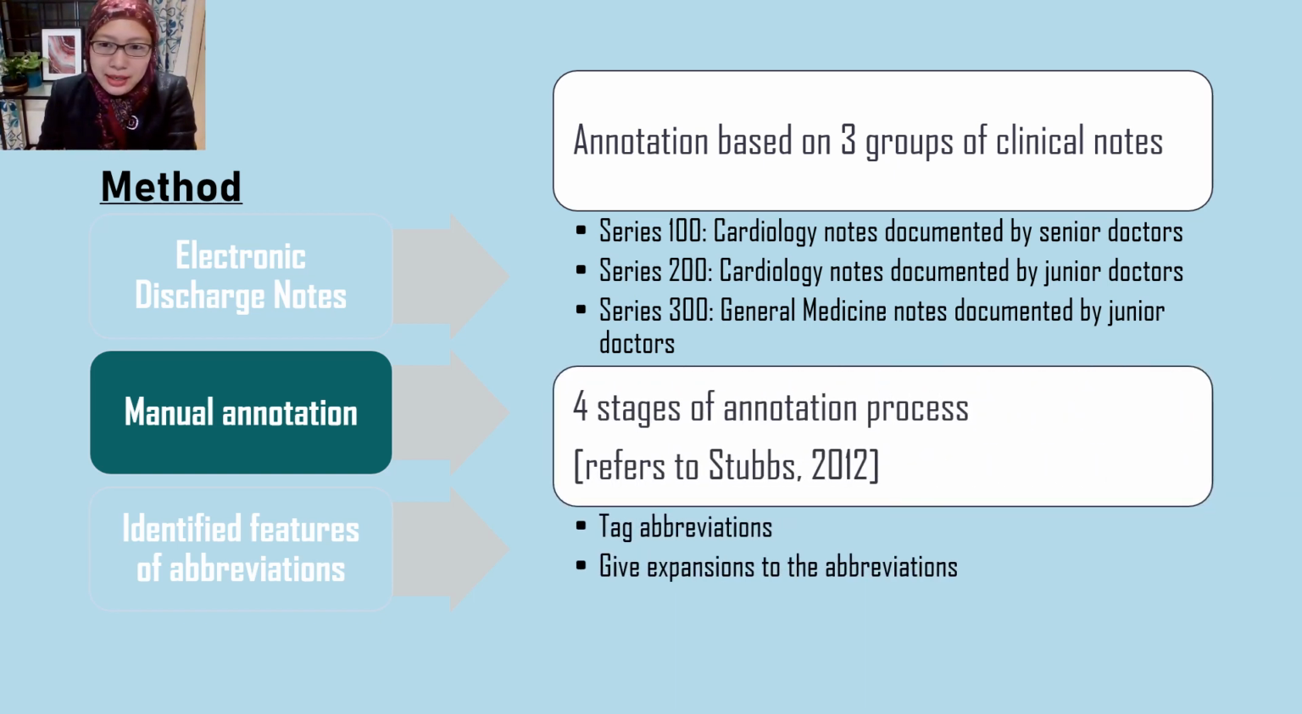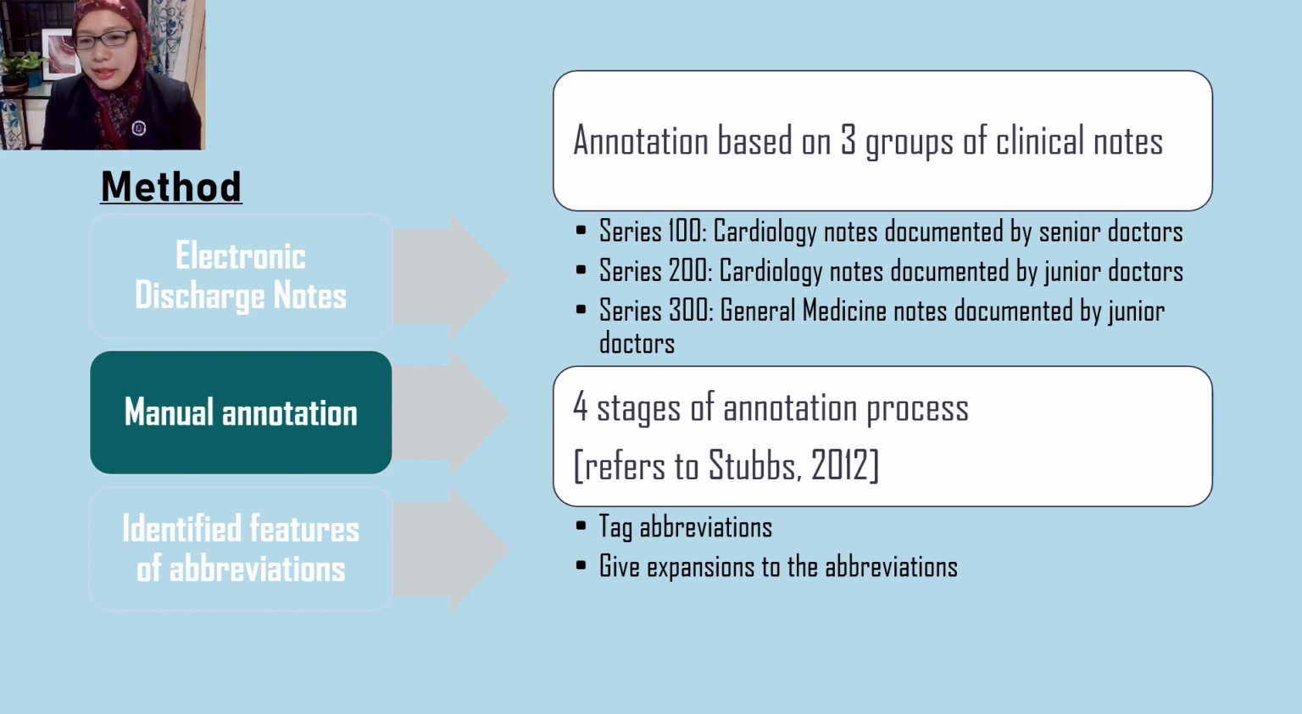The manual annotation refers to the general method of annotation by Stubbs in 2012. It goes through 4 stages. The main thing I want to highlight here is that the annotators are tasked with 2 things. The first one is to find any abbreviations in the text and highlight them using an annotation tool called BRAT, B-R-A-T. Number 2 is once they tag the abbreviations, they are required to give the extension of that abbreviation based on the context, what they understand from the clinical notes.